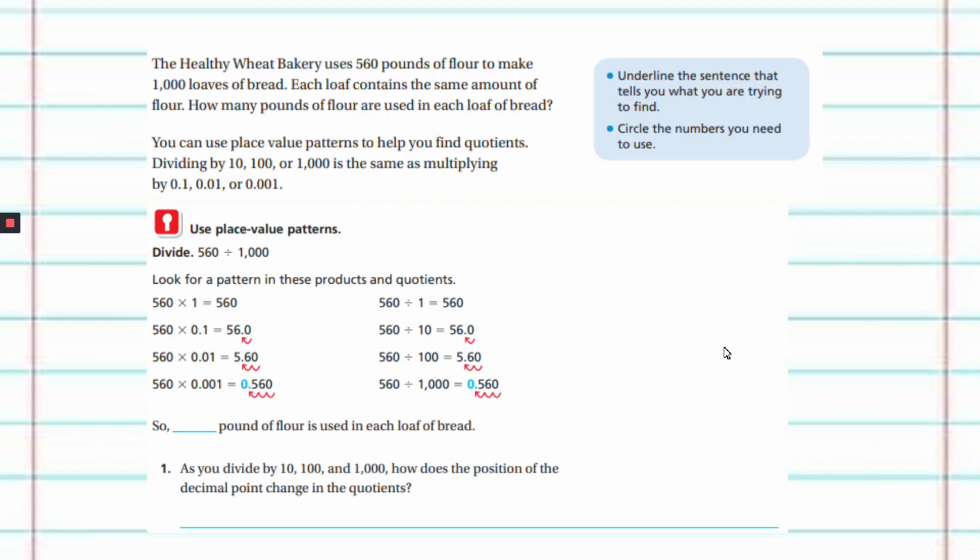Okay, going to work on a problem together. The Healthy Wheat Bakery uses 560 pounds of flour to make 1,000 loaves of bread. Each loaf contains the same amount of flour. How many pounds of flour are used in each loaf of bread? You can use place value patterns to help you find quotients. Dividing by 10, 100, or 1,000 is the same as multiplying by 1/10, 1/100th, or 1/1,000th.